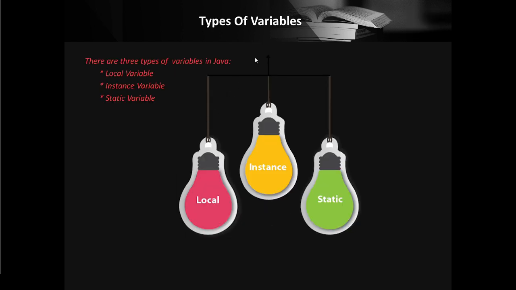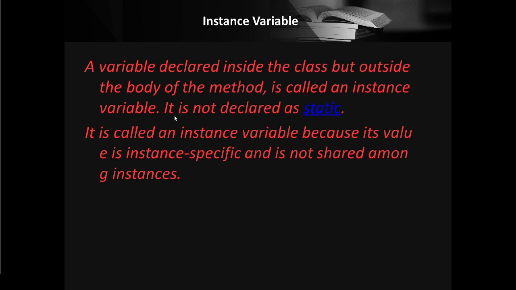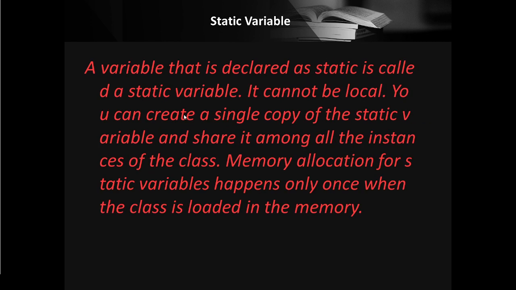There are three types of variables: local variable, instance variable and static variable. A local variable is a variable declared inside the body of a method. An instance variable is a variable declared inside the class but outside the body of the method, and it is not declared as static. A static variable is a variable that is declared as static, and it can't be local. You create a single copy of the static variable and share it among all the instances of the class.